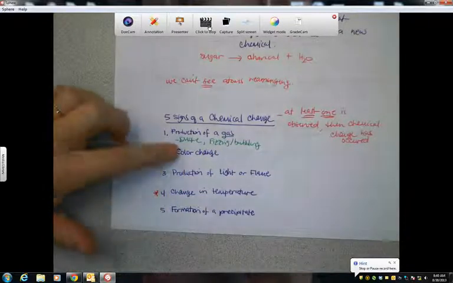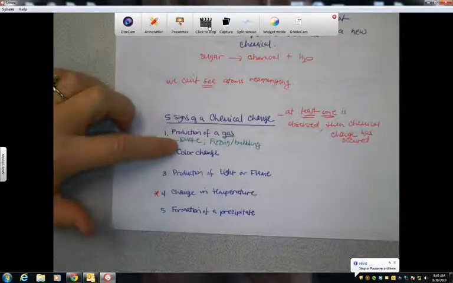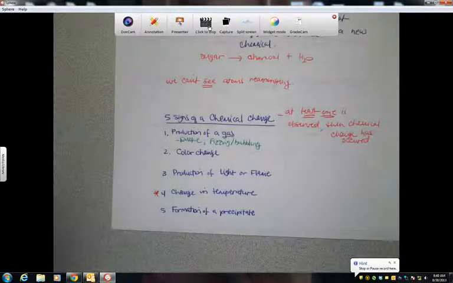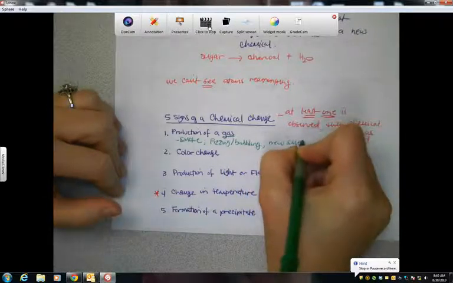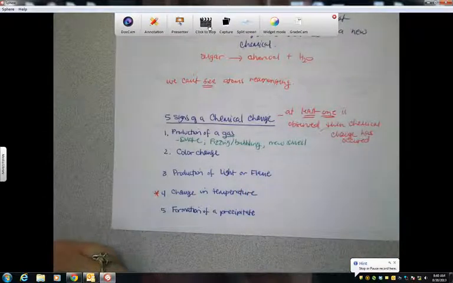And again, sometimes you might see smoke instead, or you might smell something, like a new smell that you didn't smell before, like rotting garbage, right? That's going through a chemical change. The garbage is rotting, and it's giving off a nasty smell, a putrid smell.